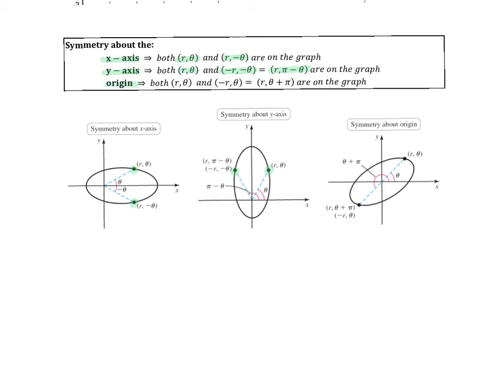So symmetry about the origin means that you're going to rotate 180 degrees. So if you have the point (r, theta) and you have the point (negative r, theta), which would be the same theta value, you just go in the opposite direction, then what you've done is you've rotated your graph 180 degrees. Okay? You can also look at this as (r, theta) and (r, theta plus pi). I personally don't use symmetry when I graph, but some people like to use it.